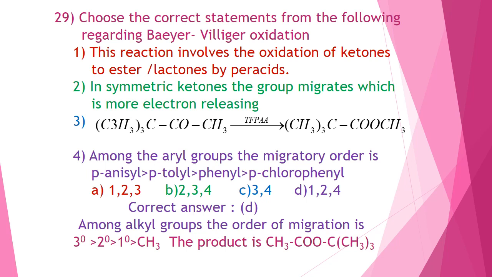4. Among the aryl groups, the migrating order is p-anisyl greater than p-tolyl greater than phenyl greater than p-chlorophenyl. The correct answer is D. The statements 1, 2, 4 are correct. In statement 3, the product is wrong. Among the alkyl groups, the order of migration is tertiary greater than secondary, greater than primary, and greater than methyl group.